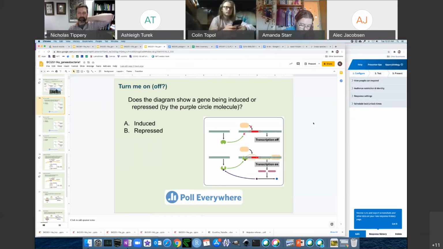Okay. So in the absence of the signal molecule, transcription is off, and it is caused to be turned on by the signal molecule. So that makes it inducible. It's being induced.